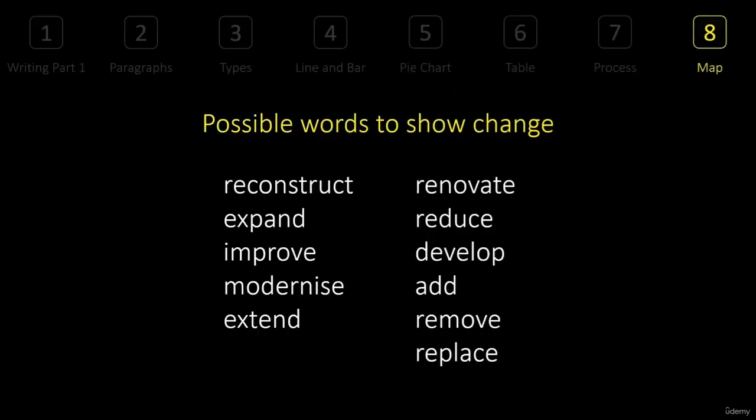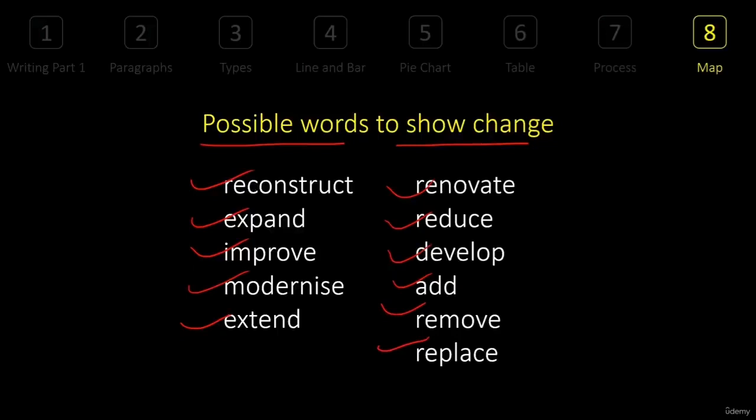The most important part of maps are the possible words you can use to show change, like reconstruct, expand, improve, modernize, extend, renovate, reduce, develop, add, remove, replace. If you look at it, all of them have a meaning. Reconstruct means something which is already there, but you break it and create it again. Expand means, let's say I have a small house, but in later years I make it bigger. That is expand. Improve means it's okay, but I make it better later. That is improvement. Same way, all the words, if you don't understand, please search about them. They are important, all of these words. They are like 11 words. Connect them with the image here and see which word can be added.